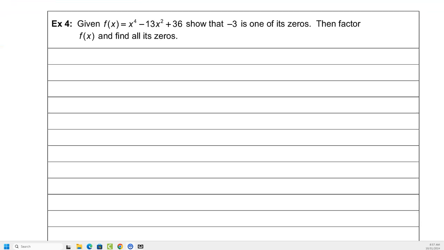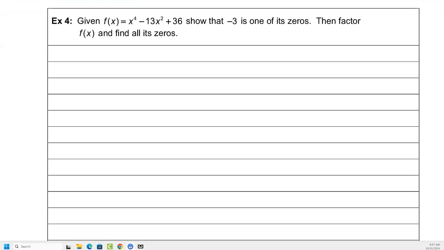Okay. It says here, given f of x is equal to x to the fourth minus 13x squared plus 36, show that negative 3 is one of its zeros. Notice I didn't give you a factor this time, I gave you one of its zeros. And then factor f of x and find all its zeros. Oh my goodness. So there's a lot that it's asking for here. So let's go through and create my window here.